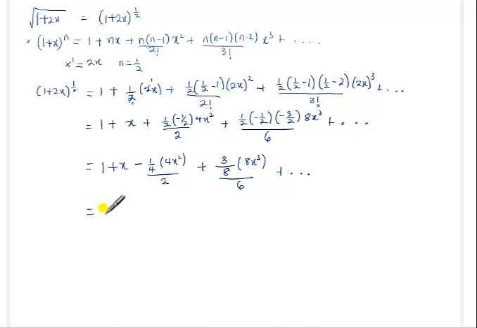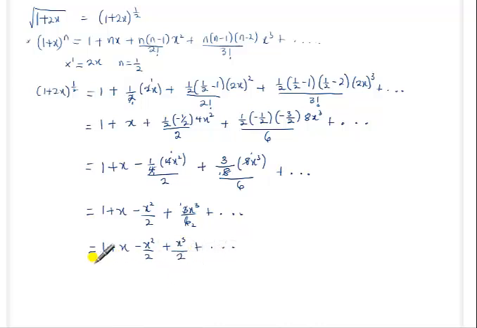Now this will continue to give us 1 + x. The 4 divides itself once and divides this once, leaving us with minus x² all on 2, plus, now 8 divides itself once and divides this once, leaving us with 3x³ all on 6, plus the other things. Now I think we have a simplification to do here. So this will simplify to give us 1 + x − x²/2, and 3 divides itself once and divides the 6 to leave us with x³ all on 2, plus the other things.